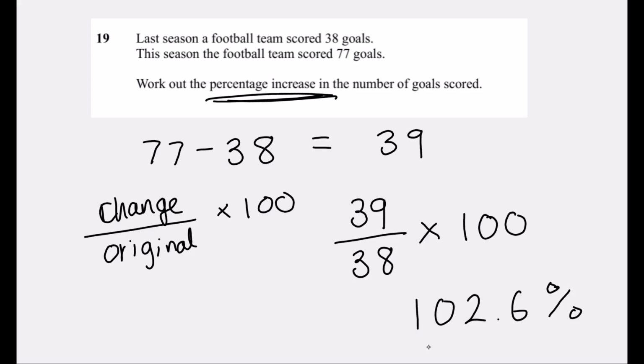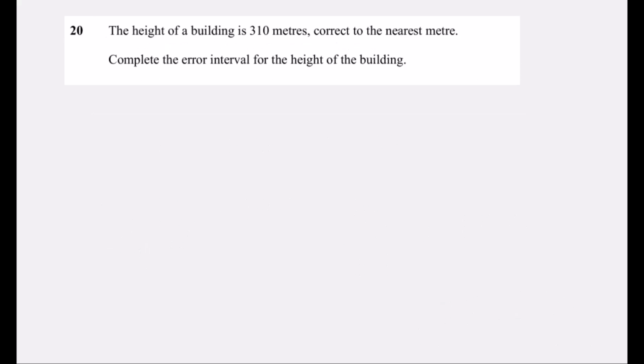So 102.6% is the increase. 100% increase would be doubling, and it's just more than doubled because it increased by 39, not 38. So the answer seems sensible.